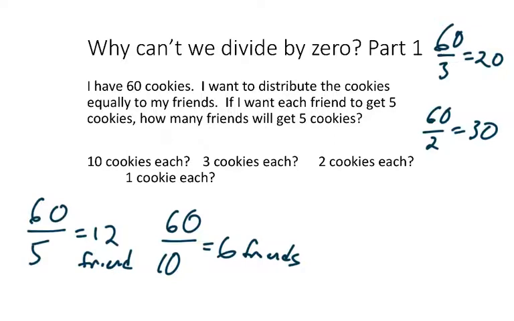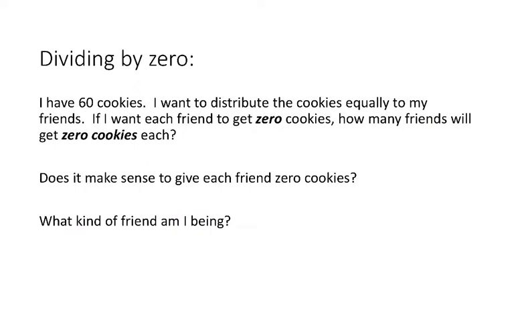I'm starting to get really hungry for cookies. All right, so then, what if everybody wanted to get 1 cookie? Well, then I could have 60 friends. And then we can start going into the fraction stuff, like, what if we wanted half cookies, and so on. But what about dividing by 0?